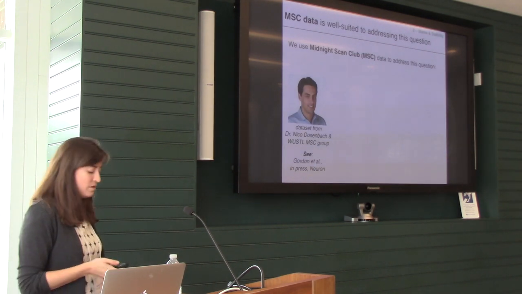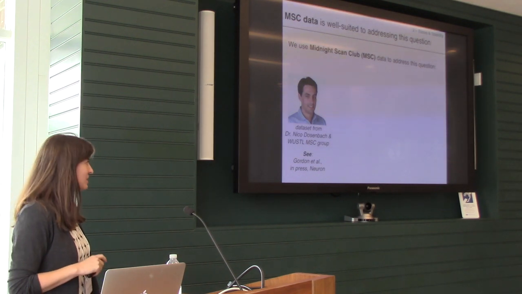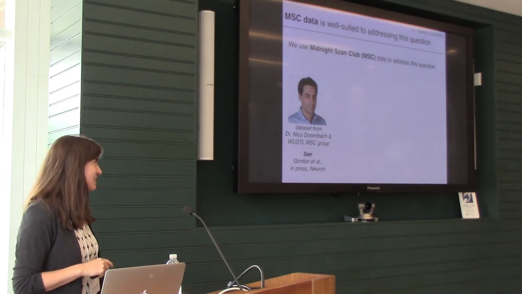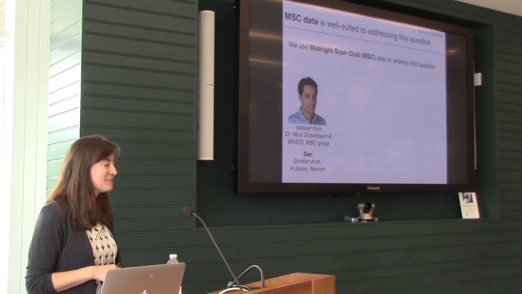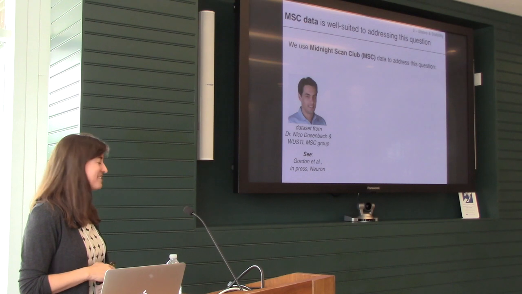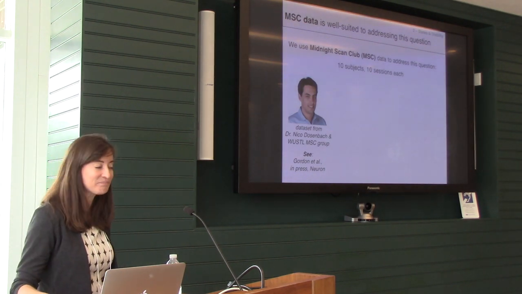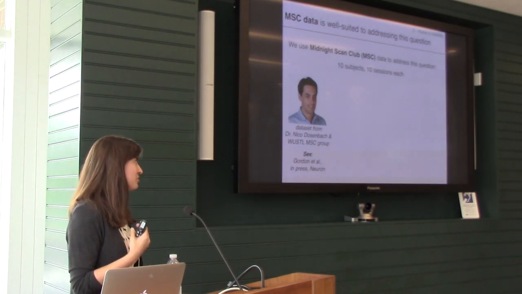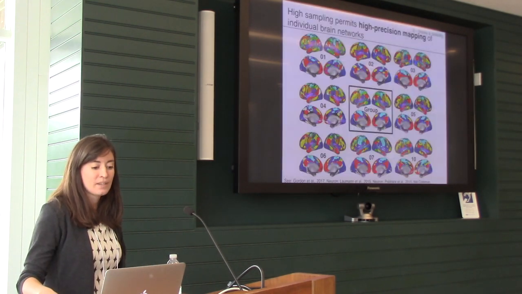And so in a recent project, we've been looking at that using a data set spearheaded by Dr. Nico Dosenbeck and colleagues at WashU. It's called the Midnight Scan Club data set. Nico wanted to mimic Russ Poldrack's data set, but in a larger group of people, 10 people, but he had no money, so he asked a bunch of people to come in at midnight, and so they scanned a lot of people at midnight, 10 times each for 10 different sessions. So this data, if you're ever interested in this sort of question, you should use it. It's on OpenFMRI, and there's a recent paper describing it.